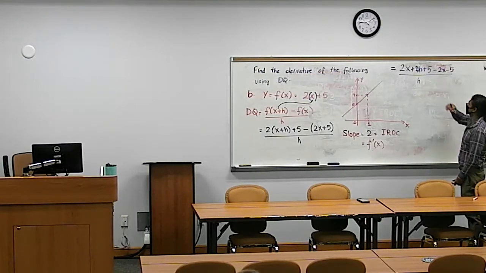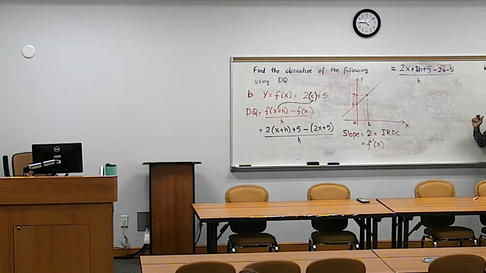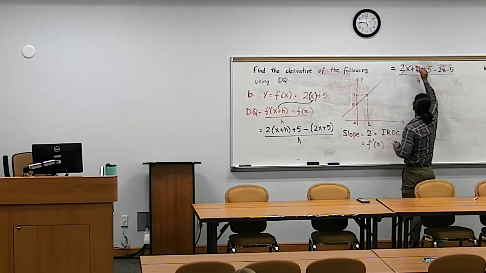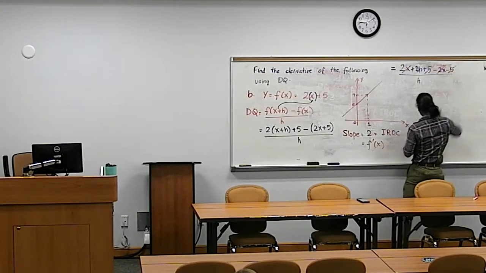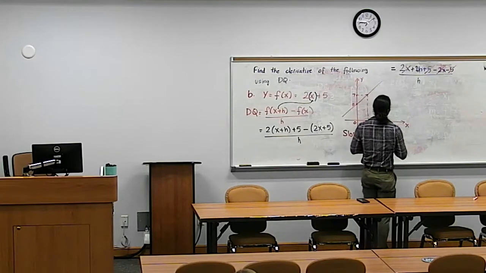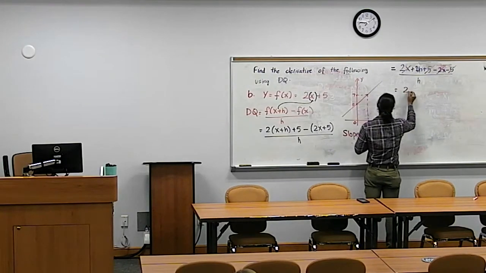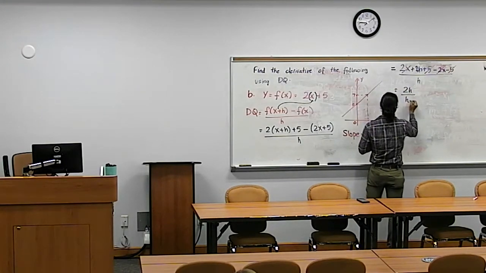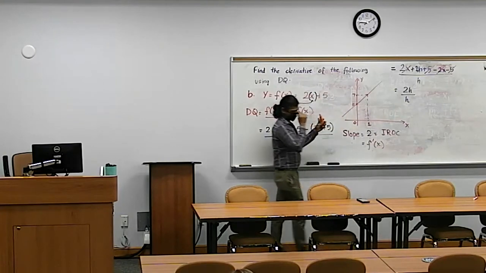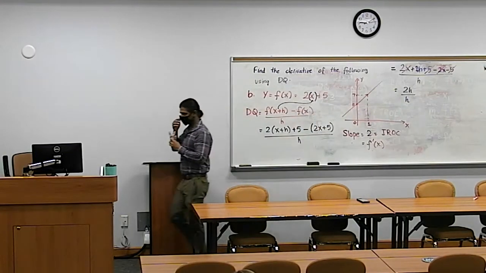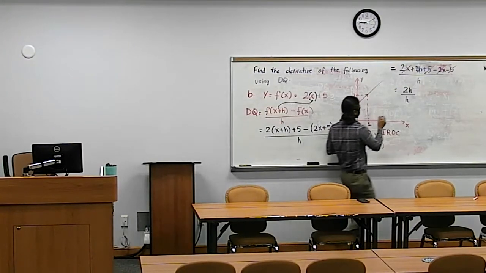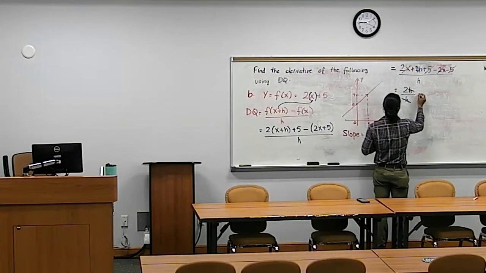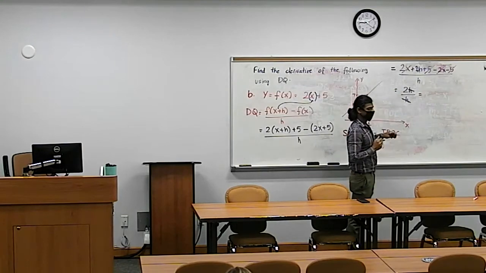Would the numerator simplify? So the 2x and negative 2x would go away. 5 and negative 5 would go away. You simply have 2h over h. What would happen to the h's? Cancel. And what would we get? 2.